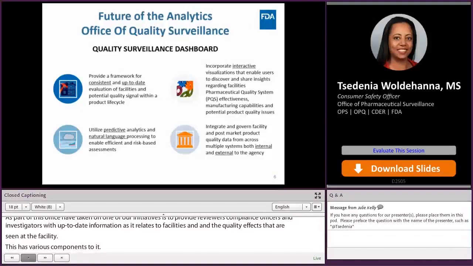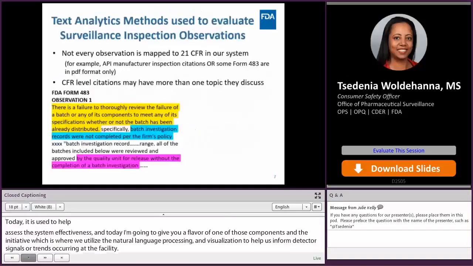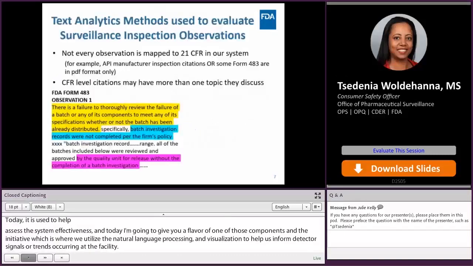Today, I am just going to give you a small flavor of one of those components of this initiative, where we're utilizing natural language processing, text analytics, and visualization to help us best inform detected signals or trends occurring at the facility. So FDA Form 483s are issued at the end of the inspection.